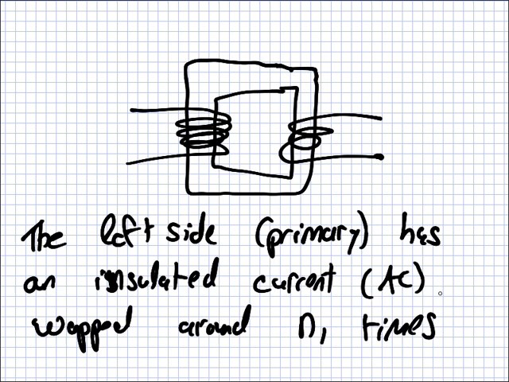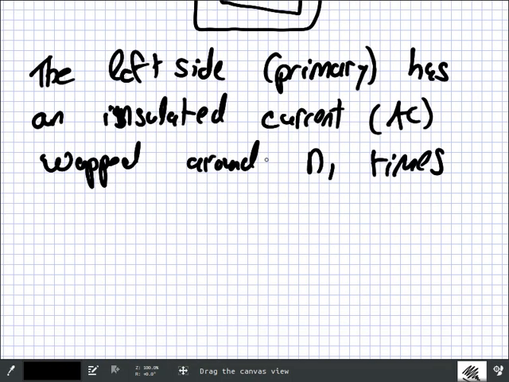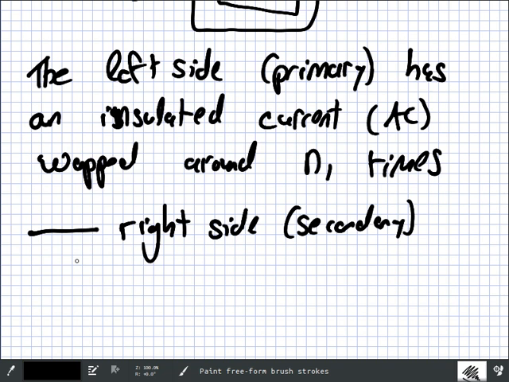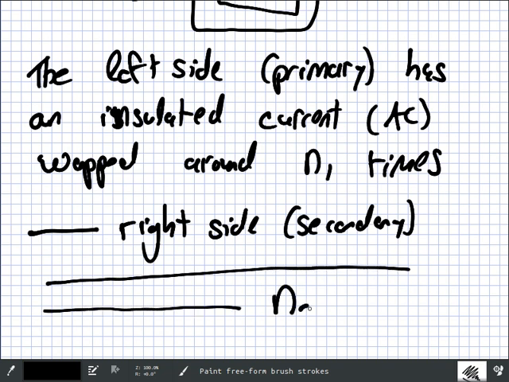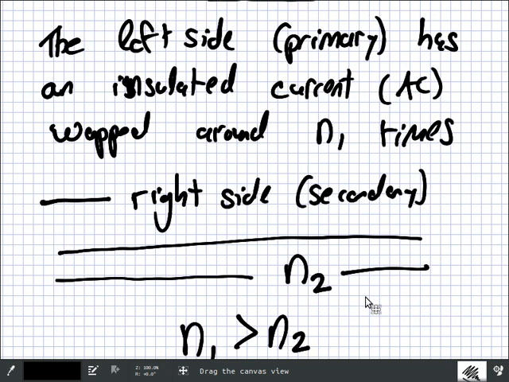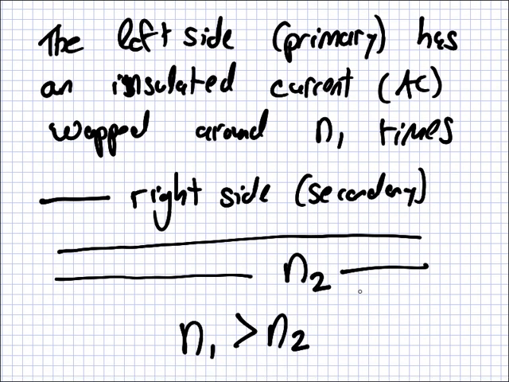Now you don't have to write everything again for the next one. You could just say the right side, secondary, has an insulated wire wrapped around it N2 times, and you need N1 to be bigger than N2. Construction, not definition. You did the same thing as before.